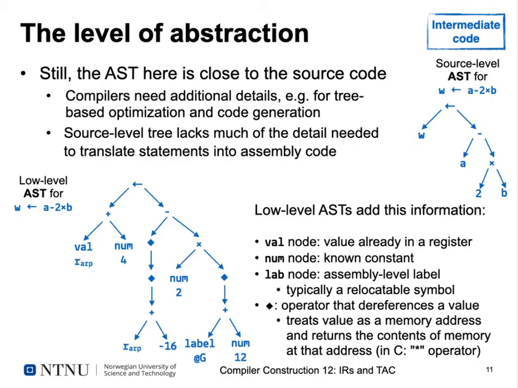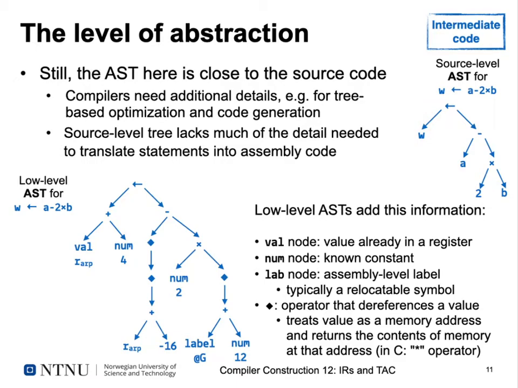So if you have a source level AST here, which we've just seen for another expression now, so we have an expression a minus 2 times b, so we have the operator precedence expressed here, so we first execute our multiplication of 2 times b, then we subtract the result of that multiplication from a, and finally we use this assignment operator here to copy the result of our expression into our variable w. We don't know where all this information comes from, so we don't know where a and where w comes from.